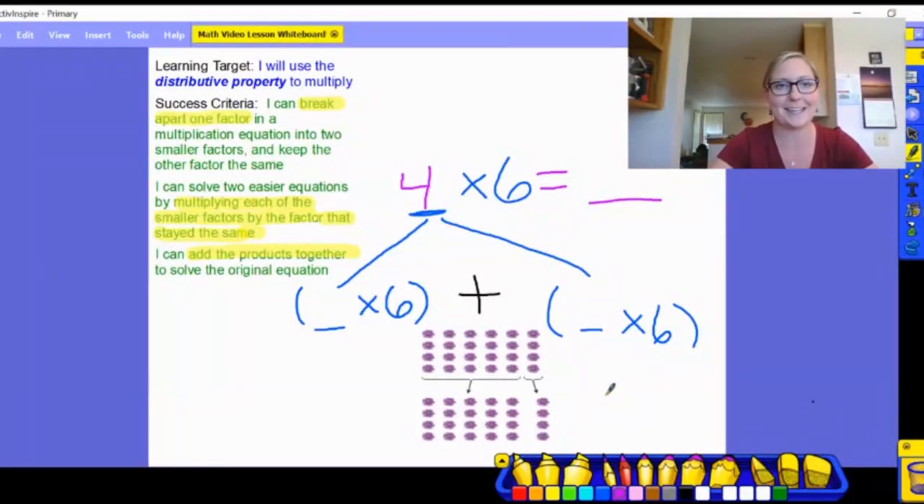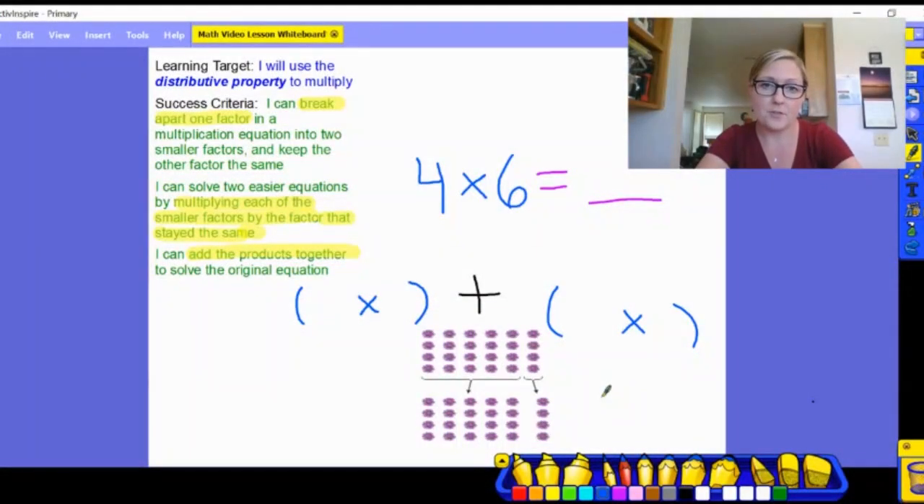The learning target again is we will today use the distributive property to multiply. And the way that we know we're successful with that is showing that we can break apart one factor in a multiplication equation into two smaller factors and keep the other factor the same. And we will solve the two easier equations by multiplying each of the smaller factors by the factor that stayed the same. Then after that, we can add those products together to solve the original equation. So that's what I showed on my whiteboard.